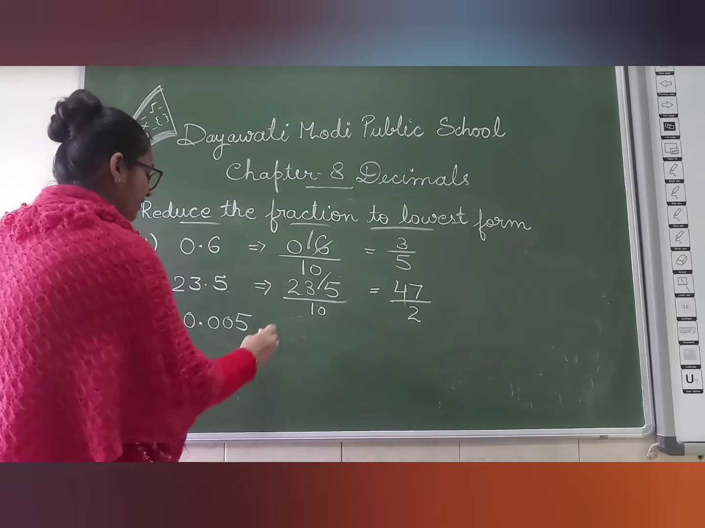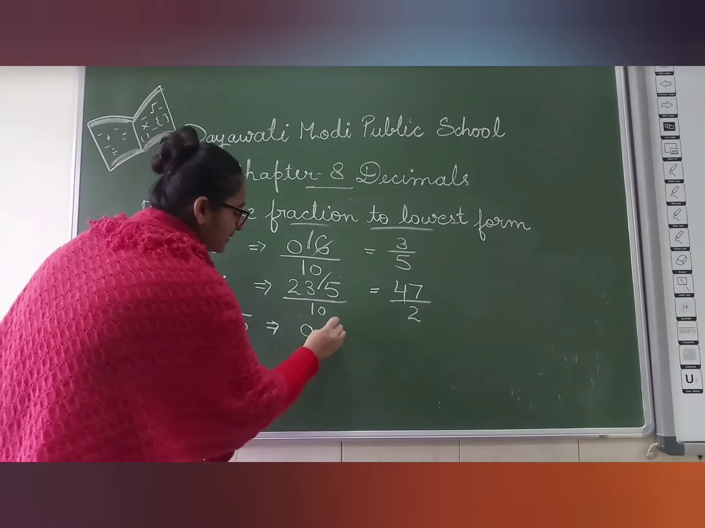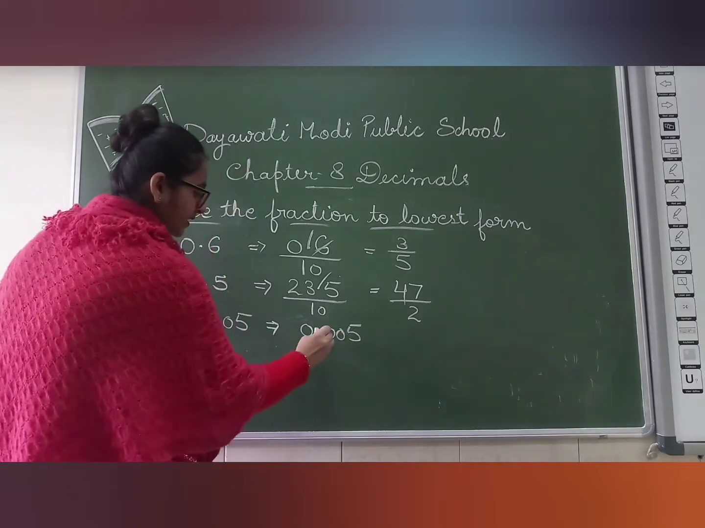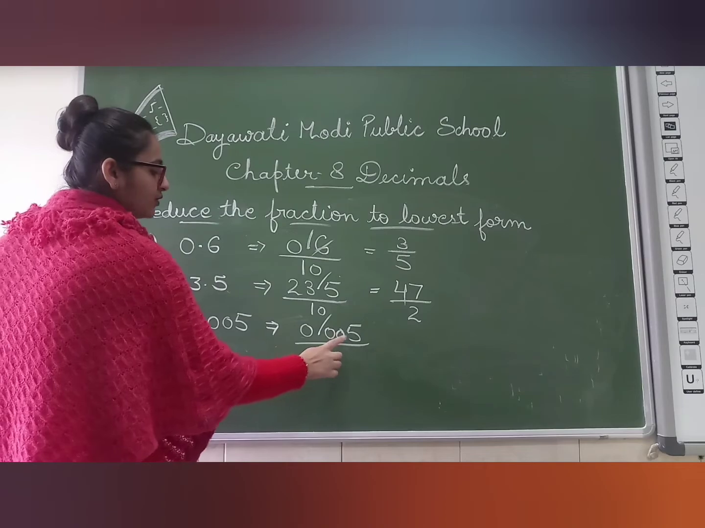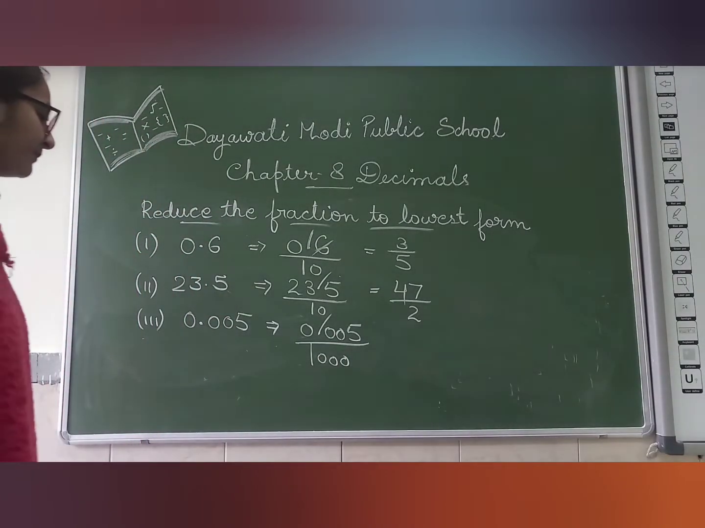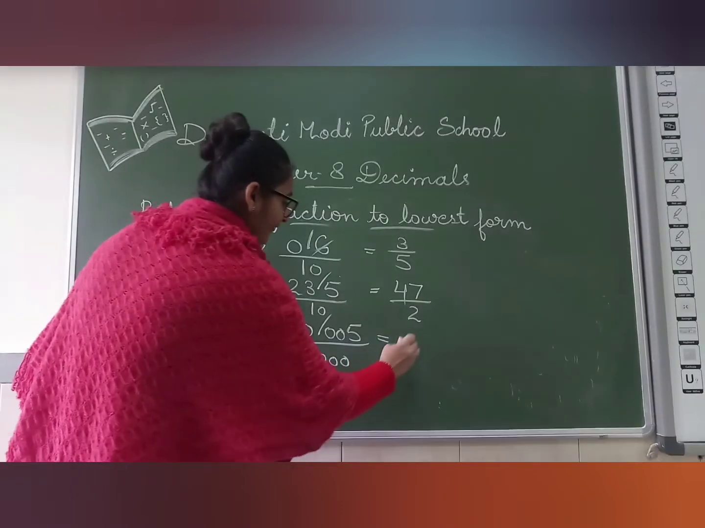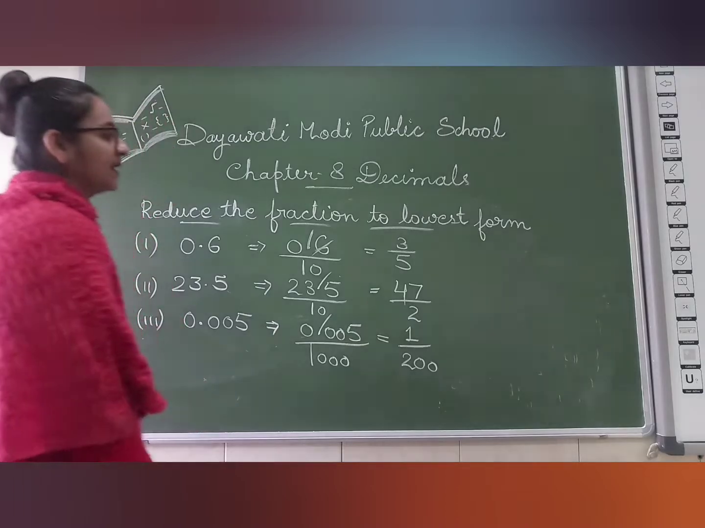And for the next one, 0.005. We will remove the decimal and count the digits, 1 2 3. So we will place 3 zeros in the denominator. Now you can cut it. 5 1s are 5 and 5 200s are 1000. So 1/200 is the lowest form.